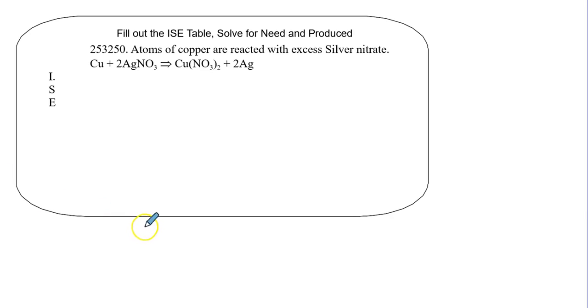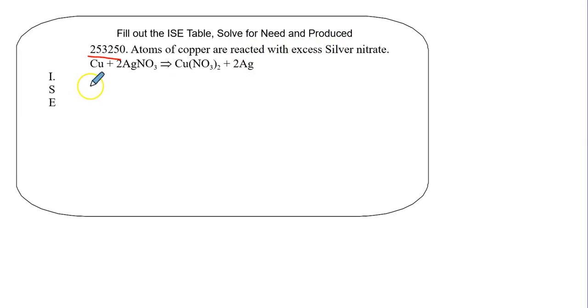Here's another example. All right, we have a table. Take a moment, pause the video. You got your own amount here now of copper atoms. Pause it and try it out. I want to figure out how much of each item I'm going to get. Solve for need and produced.